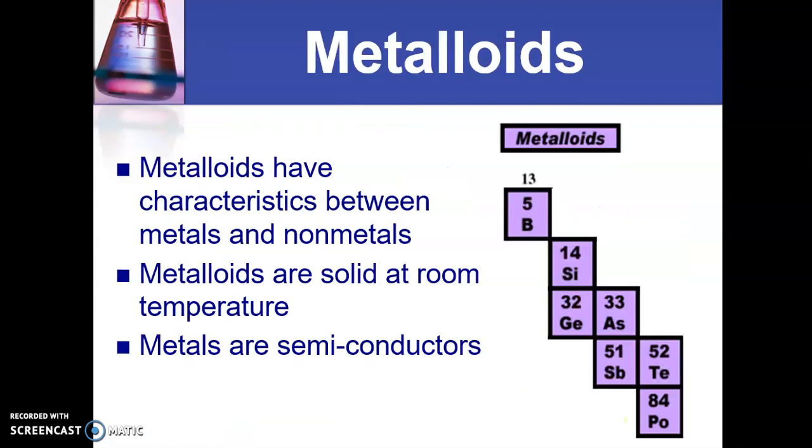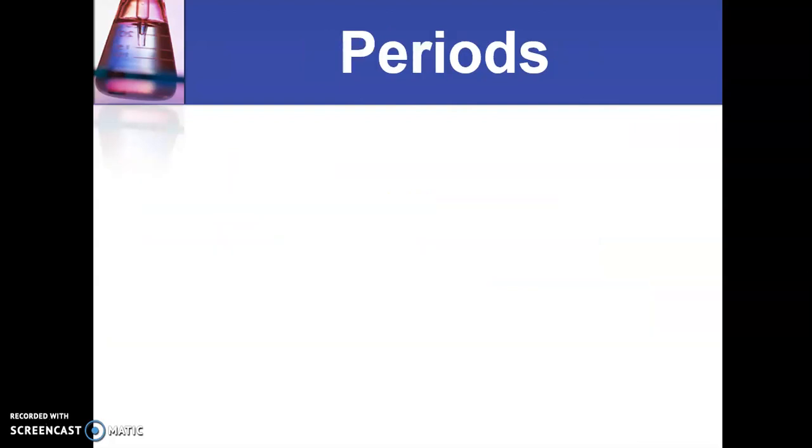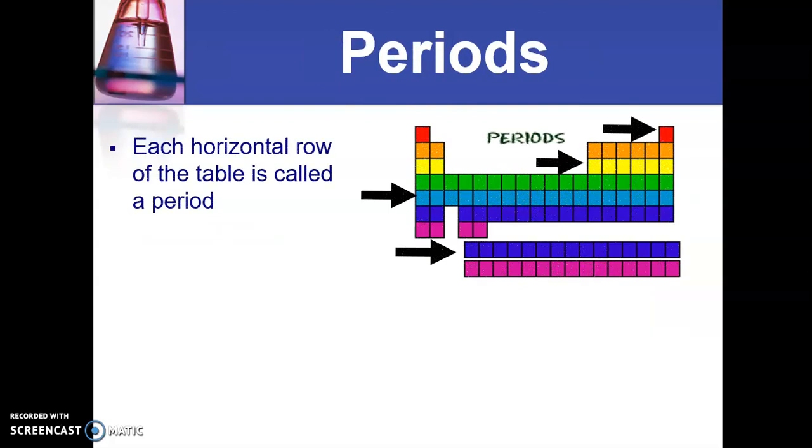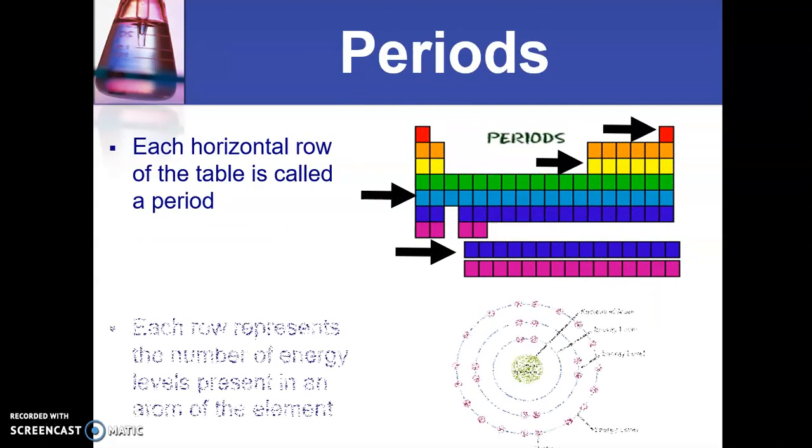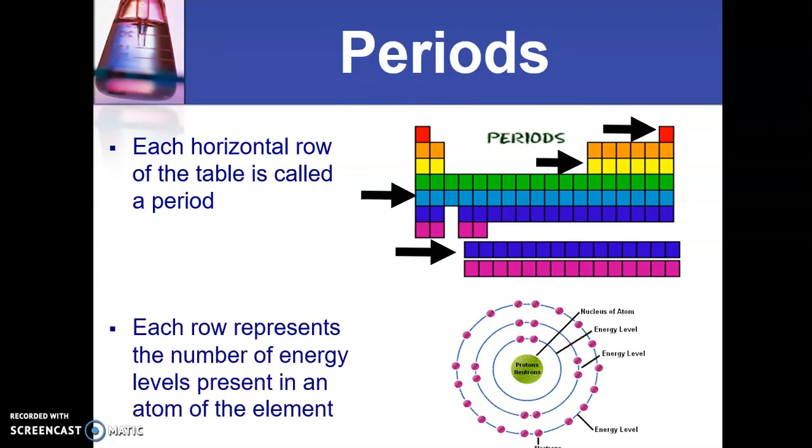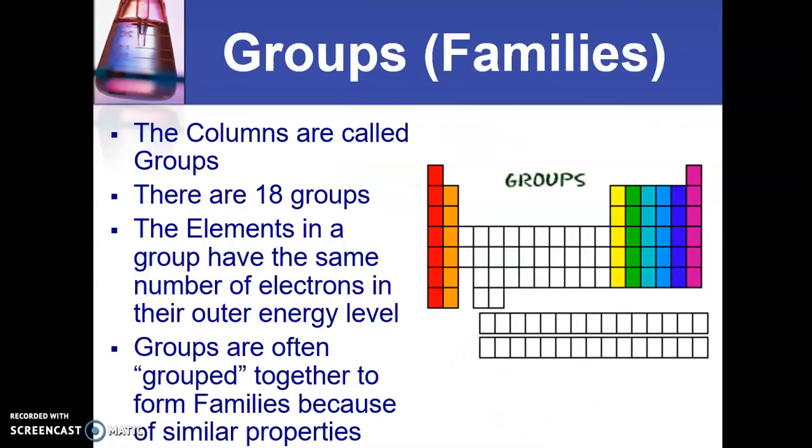Metalloids have characteristics between metals and non-metals. Some are solid at room temperature, and they are semiconductors. They will conduct electricity under certain situations. Each horizontal row on the periodic table is called a period. Each row represents the number of energy levels present in an atom of the element.